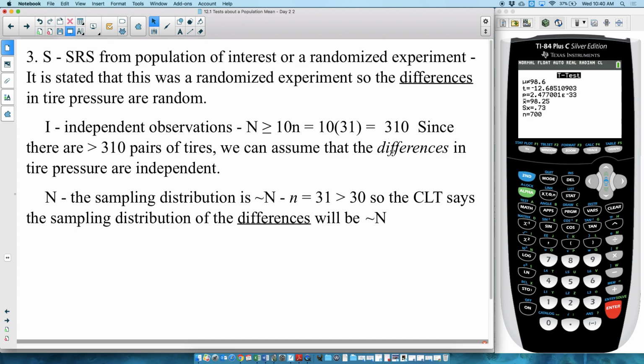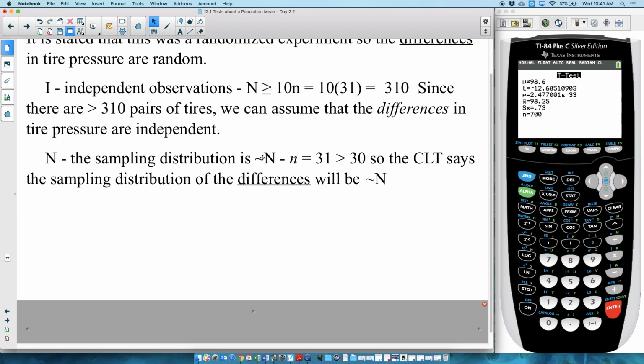Notice I underlined that. I don't know why I underlined some and italicized others, but anyway. We need our observations to be independent. So since there were 31 different pairs of tires, then there are 31 differences. Just like on that seeds one, there were 12 different measurements. There were 24 seeds, but there were 12 differences in plant growth. Same thing here. There's 31 differences in tire pressure. So we can assume that because there are more than 310 pairs of tires in existence, the differences are independent.